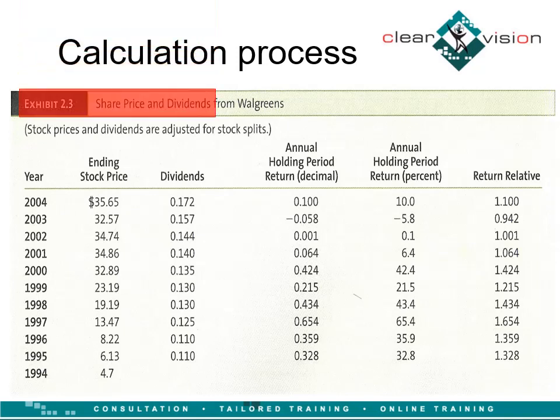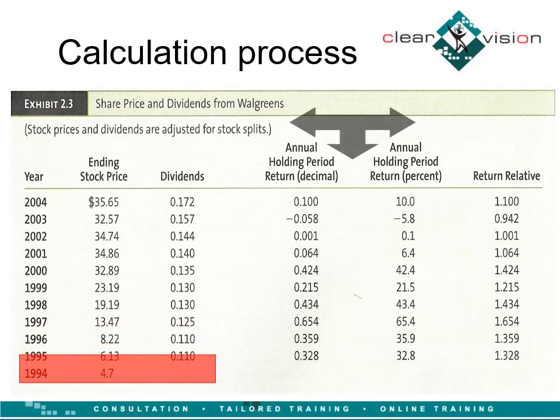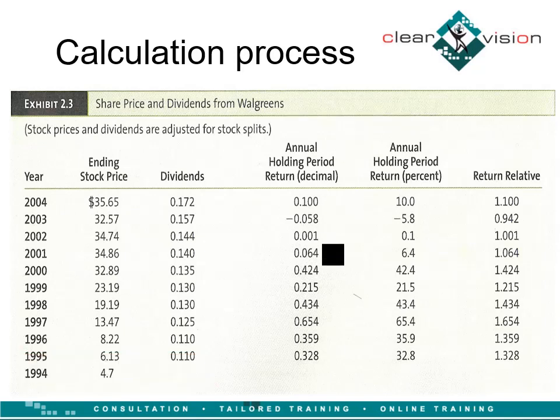After getting the required data of annual stock prices and its dividends, the first step is to calculate the annual holding period return, as explained elsewhere in a separate lecture. The table shows the annual holding period returns, both in decimal and in percentages. The return relative is calculated as 1 plus annual holding period return in decimal points.